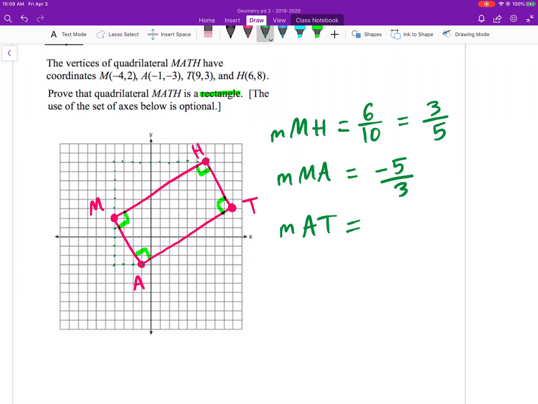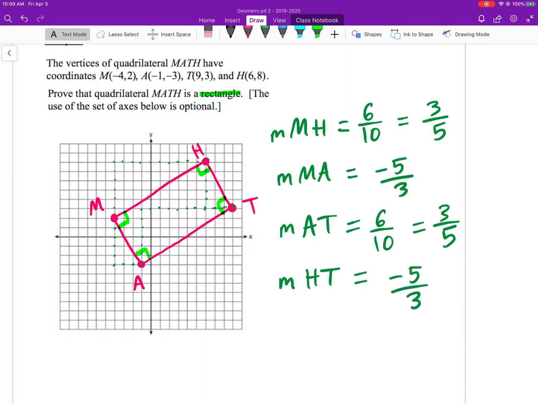So if I'm going to find the slope of AT, it's up 1, 2, 3, 4, 5, 6, and then right 1, 2, 3, 4, 5, 6, 7, 8, 9, 10. So 6 over 10, which is 3/5. And now our slope of HT, which is next to AT, it's also next to MH, okay, is down 5, right 3, so negative 5/3.